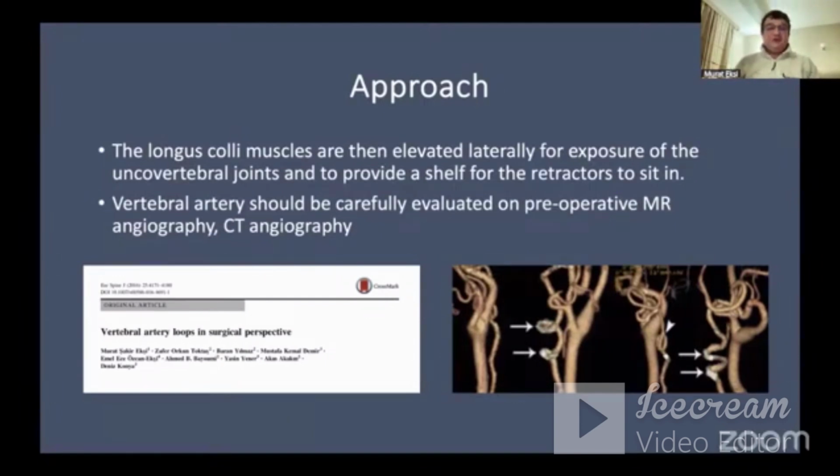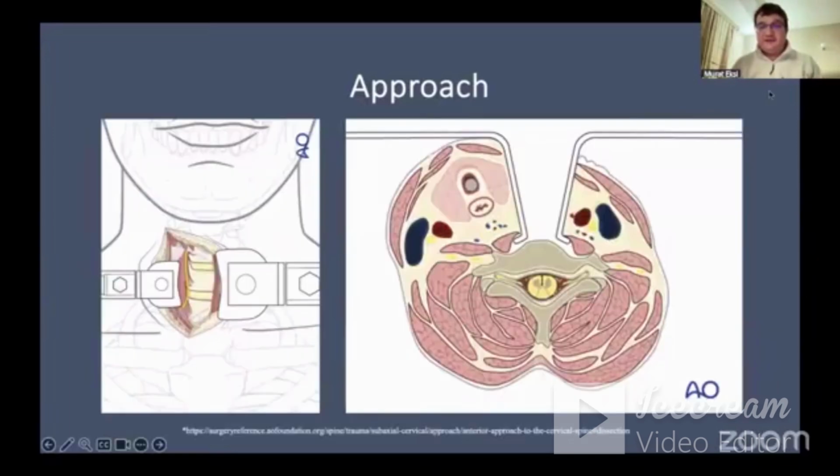The vertebral artery should be carefully evaluated on preoperative MRI, angiography, and CT angiography. In a former case of ours, we saw a mass lesion on the left side at the C4-5 and C5-6 foraminal levels. To be sure if it was a mass lesion or not, we obtained contrast-enhanced MRI and CT angiography. CT angiography depicted consecutive vertebral artery loops at both levels. So we made our surgical plans accordingly and the patient was protected. So we should obtain MRI angiography or CT angiography before the surgery to be sure about that.